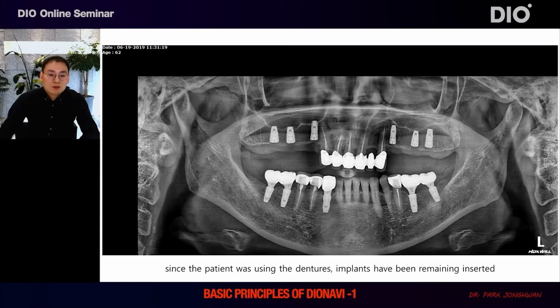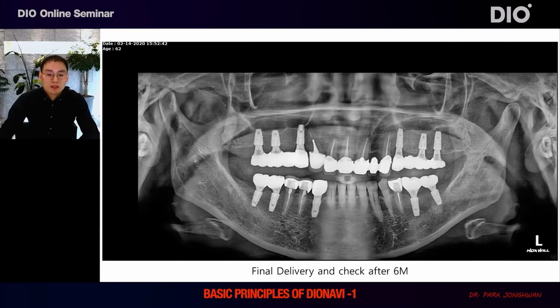Since the upper part had a denture, I only did some punching and didn't take any other measures. I just drilled, put the cover screw on it, and sent the patient home. There was no problem. After punching, I didn't do anything. I did final setting and gave regular checkups for 6 months.